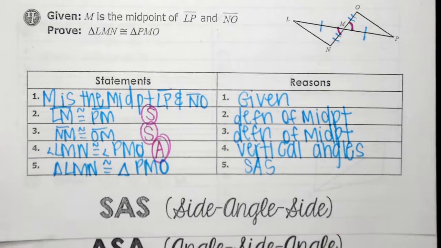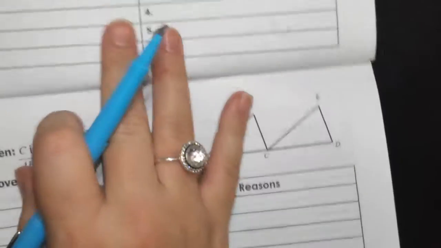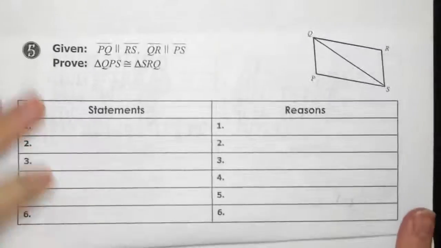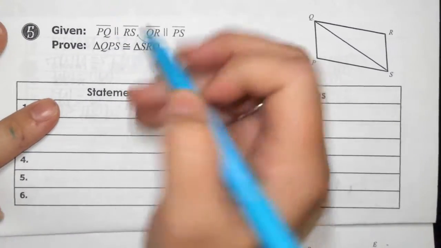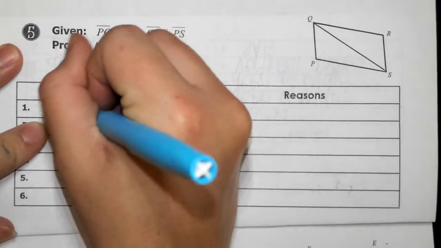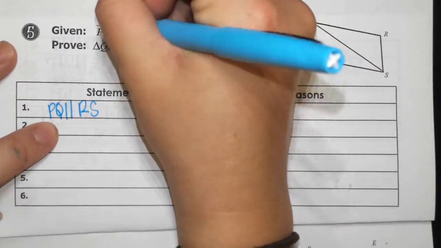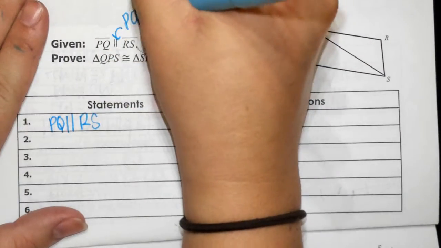Okay, what's the next shortcut we're doing? ASA, angle, side, angle. Okay, how many steps am I going to take up with this given? 2. What does this symbol right here mean? Parallel, good. Bye, Parker.